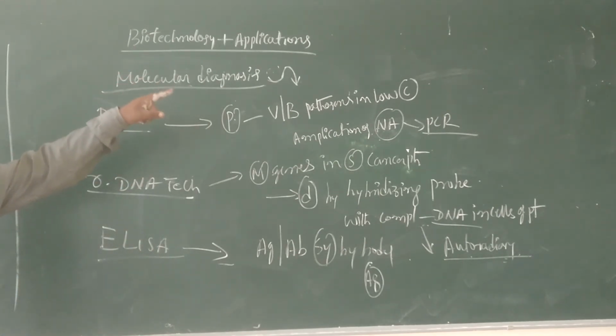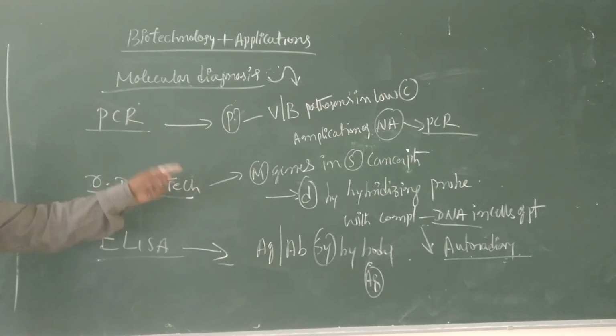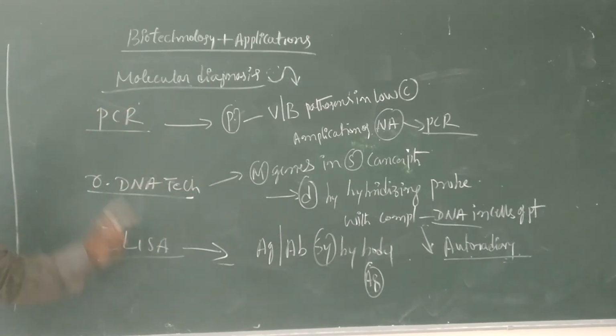These are the methods used in molecular diagnosis. In molecular diagnosis, early detection of pathogens, viruses, bacteria, mutated genes and antigens can be achieved by using the polymerase chain reaction method, the recombinant DNA technological method, and the enzyme linked immunosorbent assay method. These are the techniques used for detection of diseases.